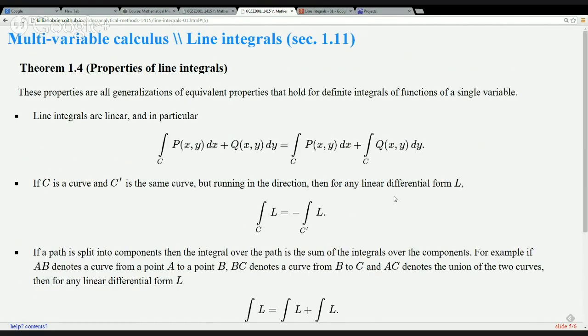So let's look at some of the properties of these path integrals. The integration that's working here is still a linear operator. So you can use the linearity of the integration operator just as we do for functions of a single variable. An integral of a linear combination of stuff will just be the linear combination of the individual integrals. So in particular, when you're integrating p dx plus q dy, you can split that up as the integral of p dx plus the integral of q dy.